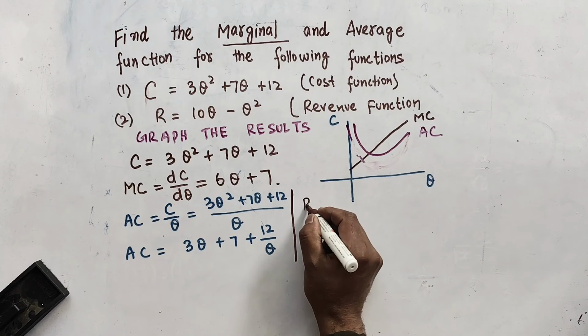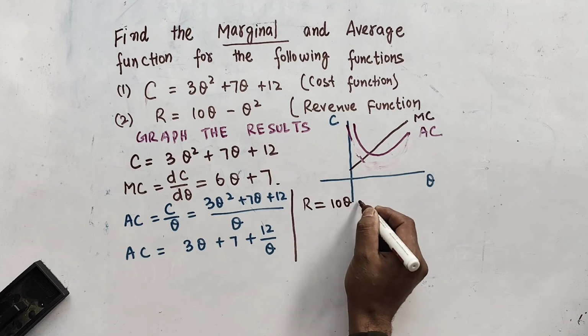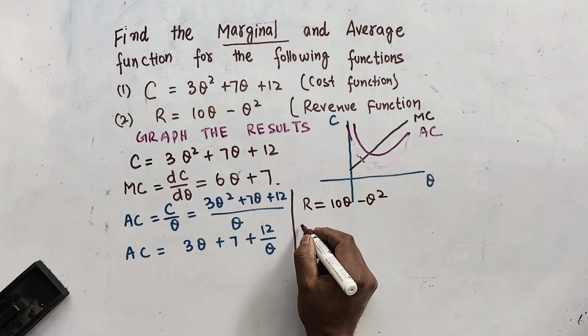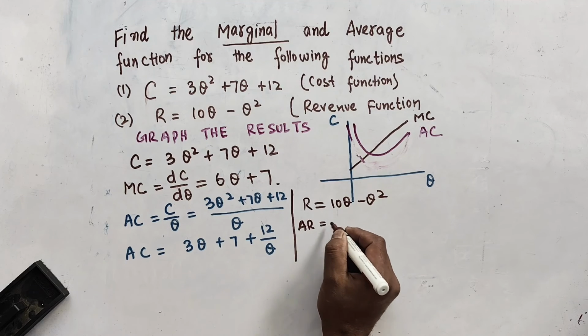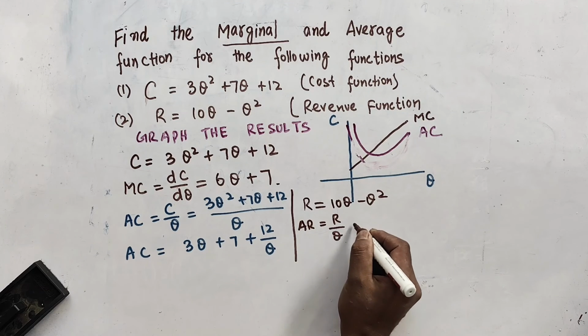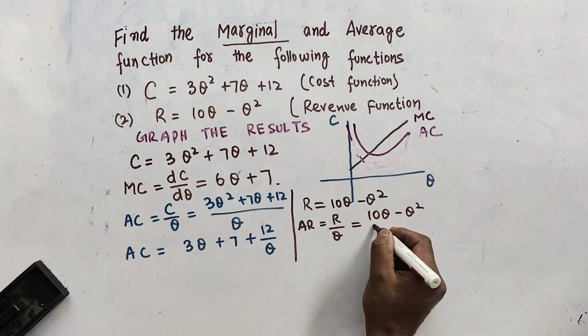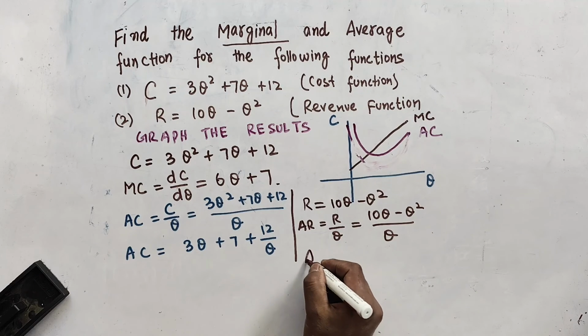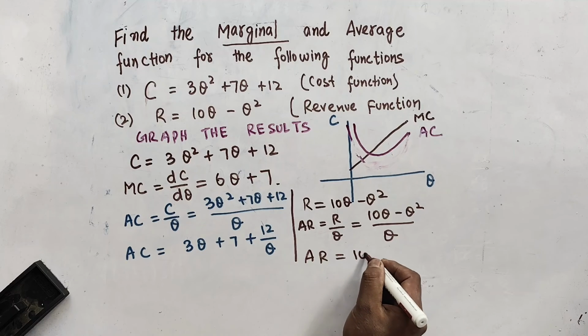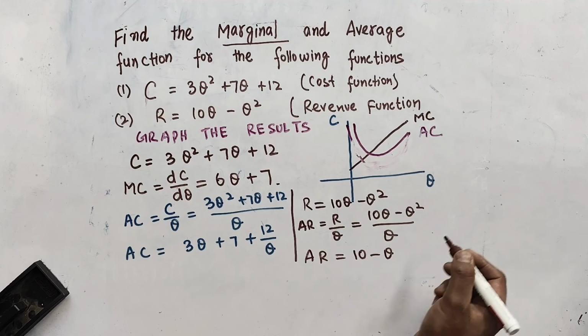Now similarly we need to find out the revenue, marginal revenue and average revenue. So our revenue function is 10q minus q square. Average revenue is simply total revenue divided by output, which will be equal to 10q minus q square, to this we divide by q. That will give us average revenue equal to 10 minus q.